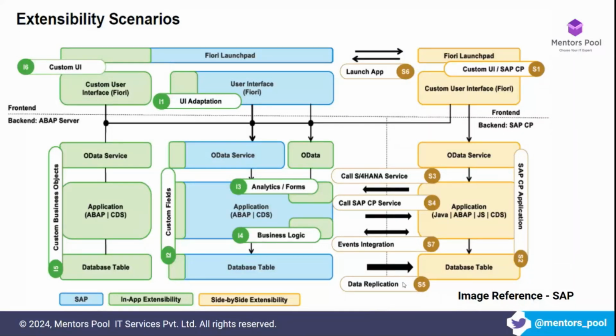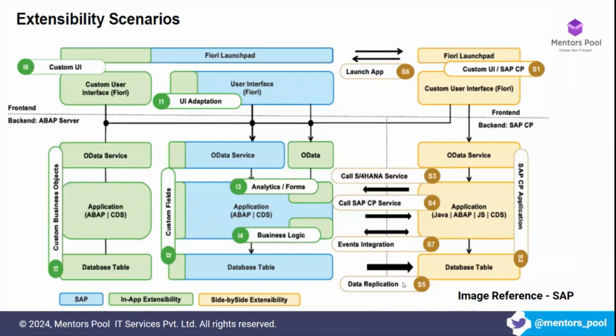We will talk about the third one in a bit. Here the green ones represent the in-app extensions, the orange one represents the side-by-side extensions, and the blue ones represent the ones which are taken care of by SAP themselves. So for now, before we talk about them in detail, just understand it this way.